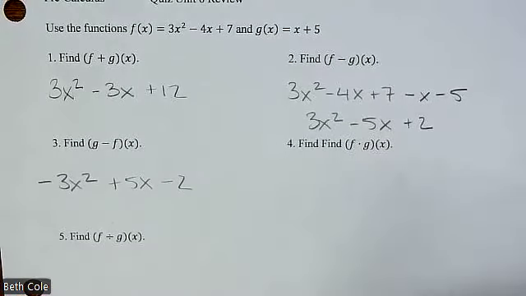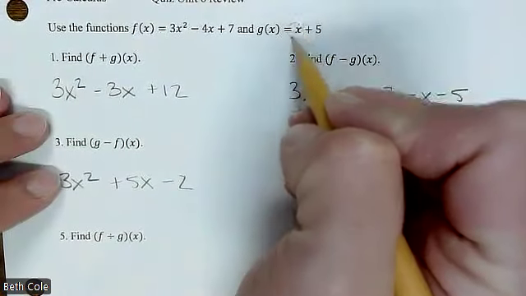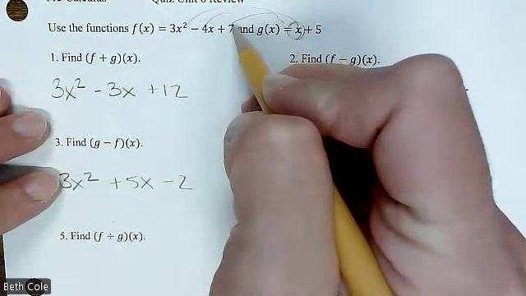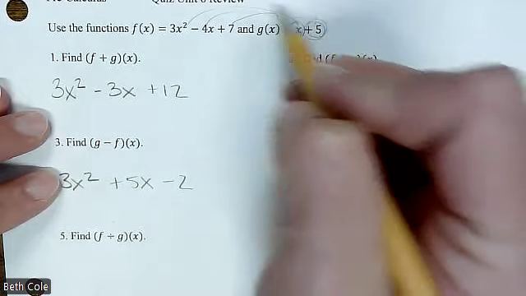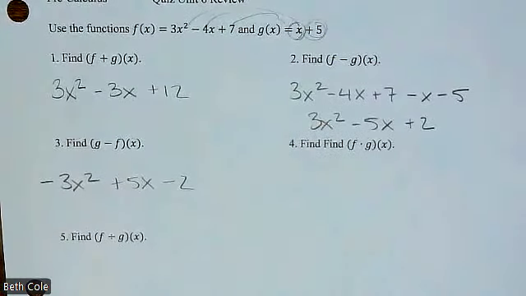All right, this one means we're multiplying. So there are a bunch of different ways you can do this. Here's what I'm going to do. I'm going to take this x and distribute it to the whole thing. And then I'm going to take this 5 and distribute it to the whole thing. It's going to be about yay long.